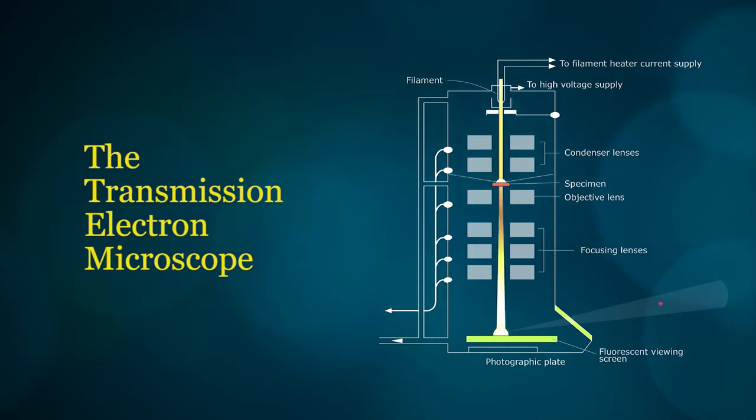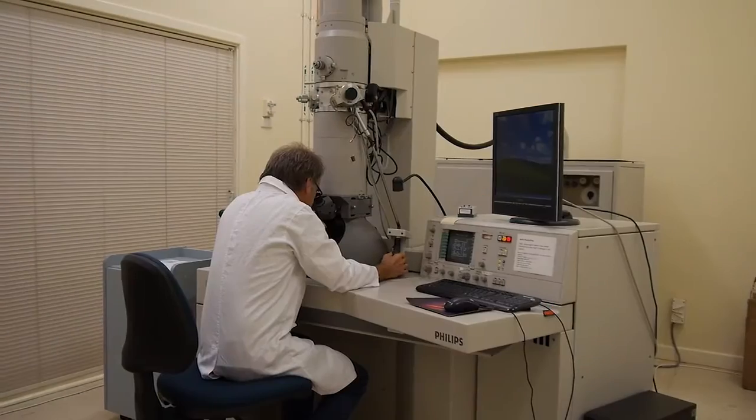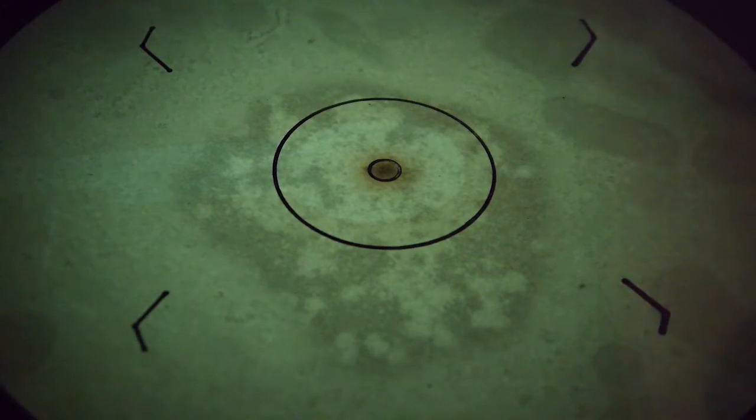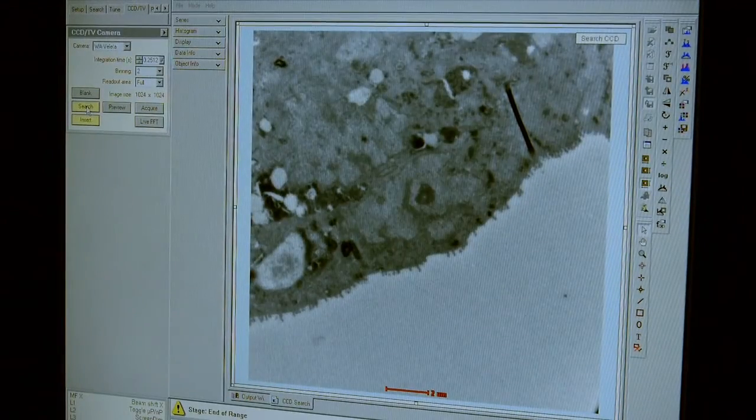When electrons impinge on the screen, secondary light rays are emitted and form an image. The resulting image is seen through a window at the bottom of the column. Alternatively, the image can be digitized and viewed on a monitor.